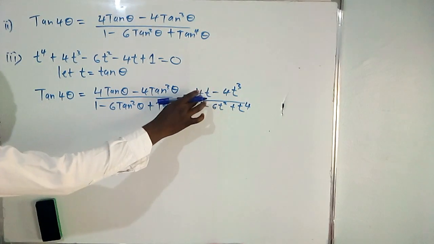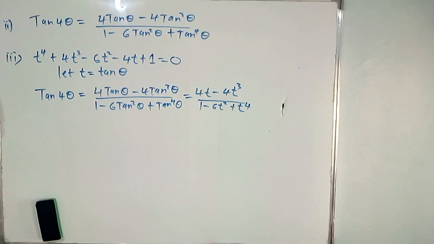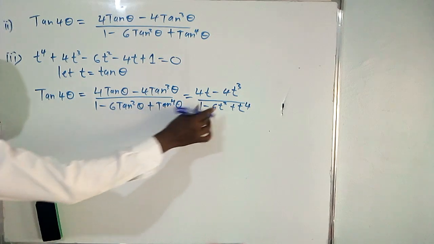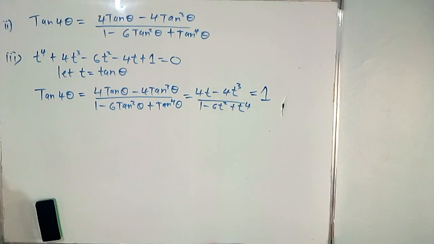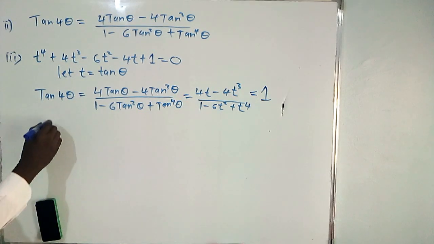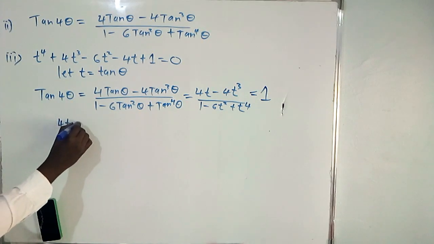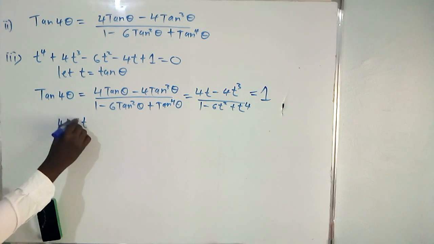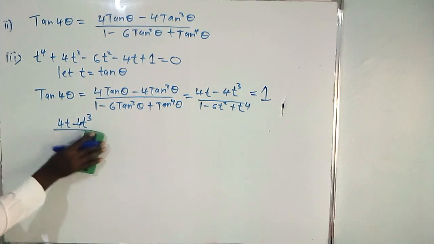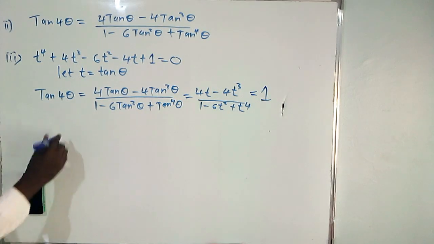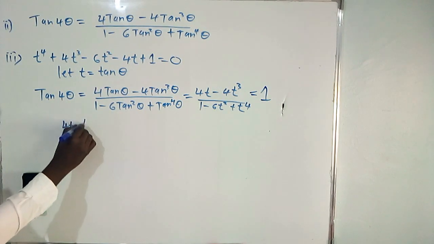4t, and negative 4t cubed, isn't it? Meaning that problem is equated to 1. If it is equated to 1, meaning you multiply what is in the denominator on both sides of the equation, isn't it? To simplify. So if you multiply both sides of the equation with what is in the denominator here, we'll get 4t minus 4t cubed is equals to 1 minus 6t squared plus t raised to power 4.